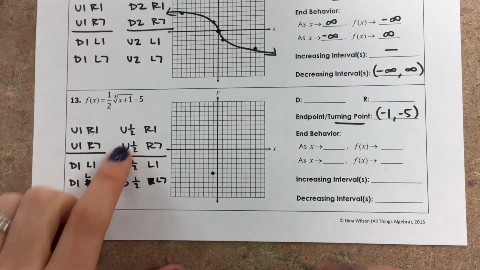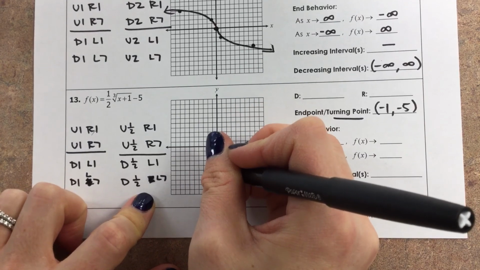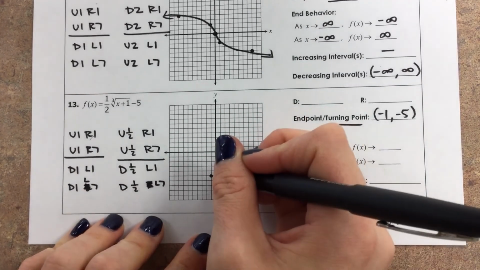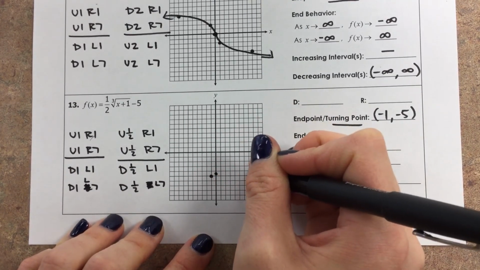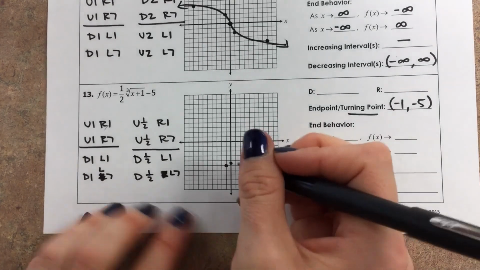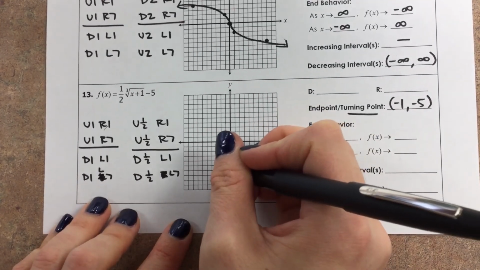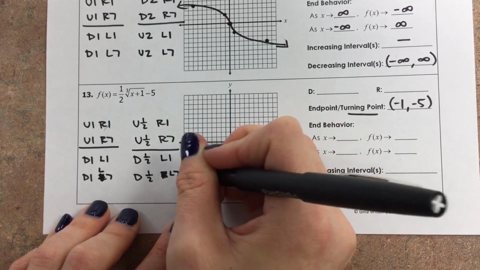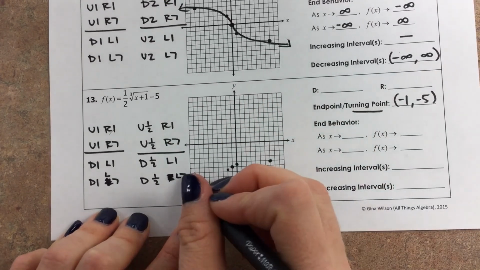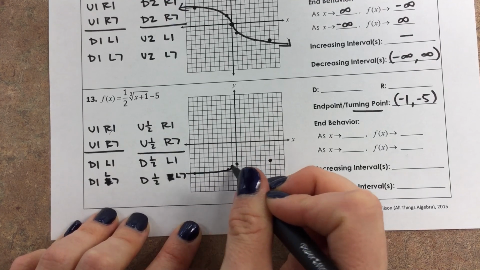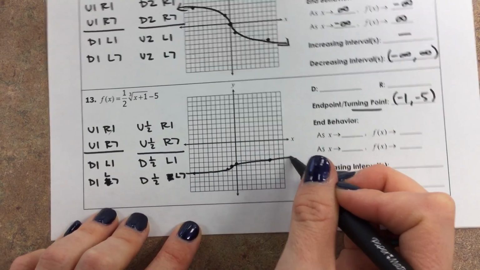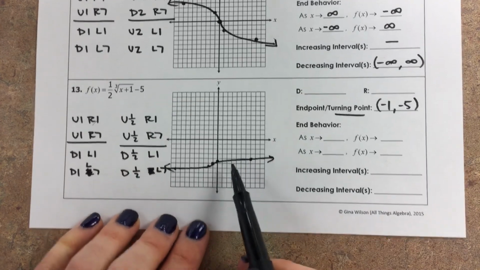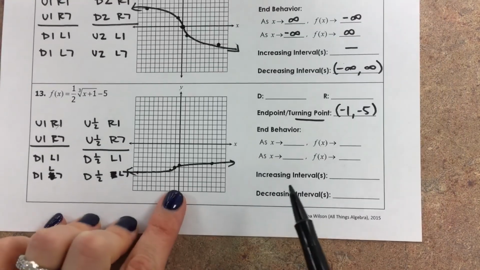So from here, we're going to go up just half a unit and then to the right 1, and then just up another half a unit and then to the right 7. So this is going to be compressed. Then back to the turning point, down just half a unit and to the left 1, and then down just half a unit and to the left 7. So this one almost looks like it's flat because it's so compressed. There's not really a whole lot happening here. So it almost looks like a horizontal line.